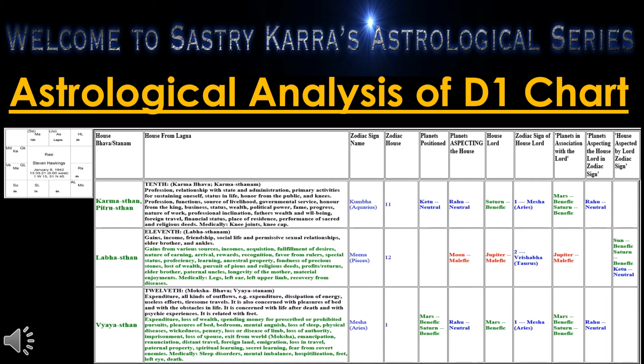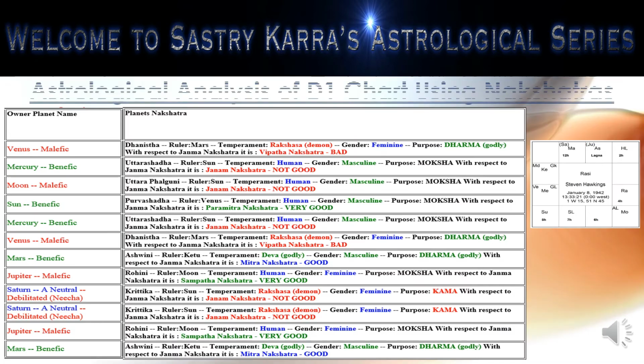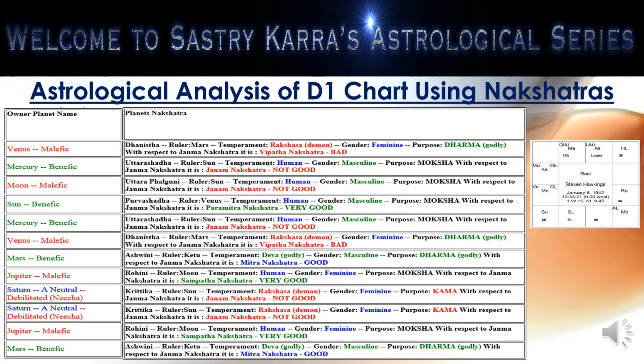Having discussed the D1 chart, the planets, the houses that they own, the houses that they aspect, and a detailed individual house analysis, now let's look at the same planets from a nakshatra perspective. The first and foremost thing you have to do is look for the Janma nakshatra of any native.